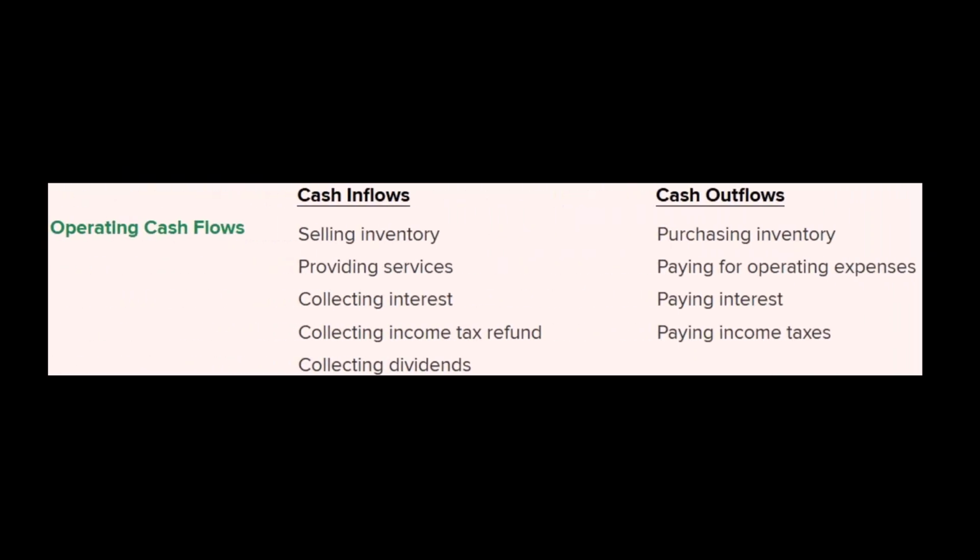First, operating activities. These transactions are related to the primary day-to-day revenue-producing activities of the company. Think about what's on the income statement, revenues, and expenses. Operating cash flows are the cash effects of those same activities. Cash inflows from operations would include collecting cash from customers, providing services, or even receiving interest or dividends from investments. Cash outflows would be things like paying your suppliers for inventory, paying your employees' salaries, paying for rent, paying interest on your loans, or paying your income taxes.